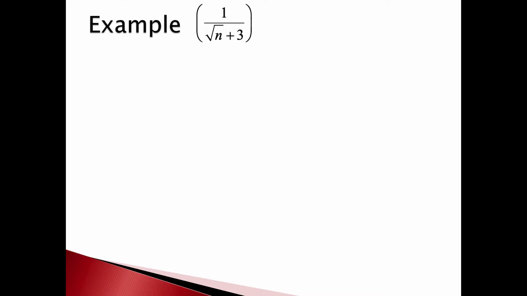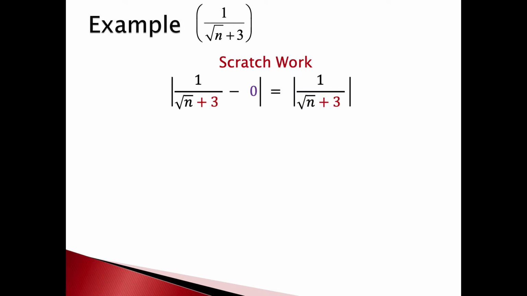But how do we prove it? Well, let's do some scratch work to see. So I'm going to need to play with the absolute value of 1 over square root of n plus 3, that's my sequence, minus what it should be converging to, the 0. And of course, the same sort of thing happens as before, right? Subtracting 0 didn't really change anything, and all of this is still positive, so I don't even really need the absolute value.